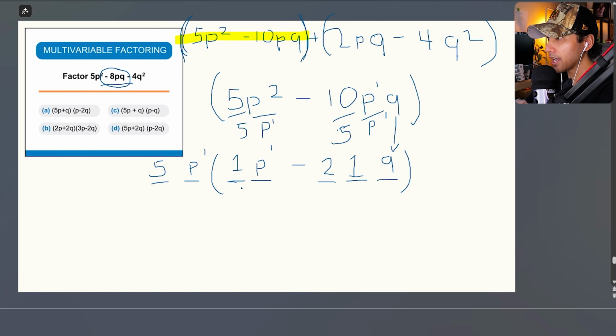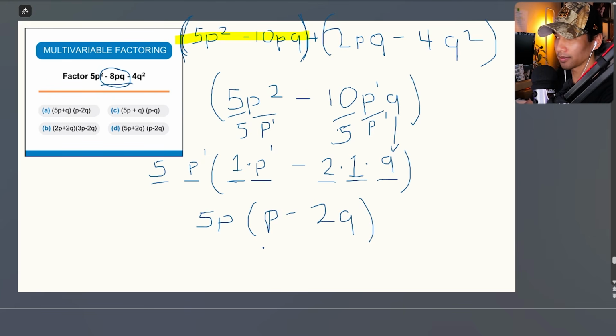So what's happening right now is it's 5p, and then in parentheses, we have 1 times p, and then 2 times 1 times q. So at the end of all this, after factoring everything out, we have 5p minus 2q. Perfect. Okay, we've factored this binomial. That's the left side is done. Okay, so I'm going to write this part right here just so we have it.